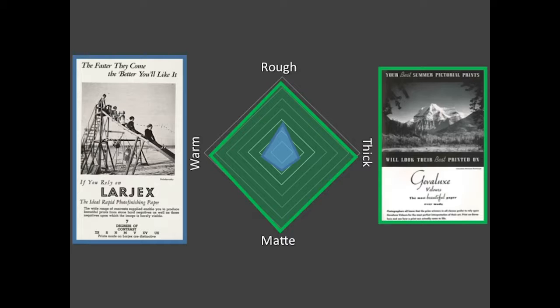On the other hand, Large X, which occupies the inside of this universe of possibilities, says, "The faster they come, the better you'll like it." What they're talking about is photo finishing. This is a paper made for commercial photo finishers. It's the ideal rapid photo finishing paper. Yes, you could buy sheets, but more commonly you would buy rolls of this stuff. It was about 5 times less expensive than Glyphs.